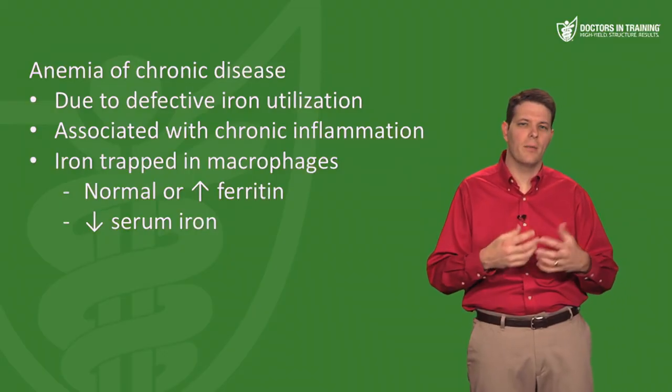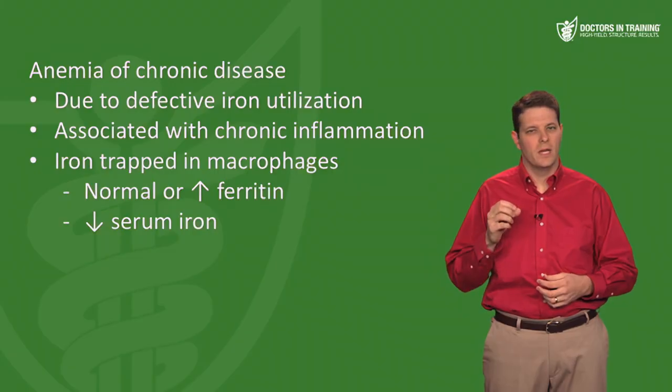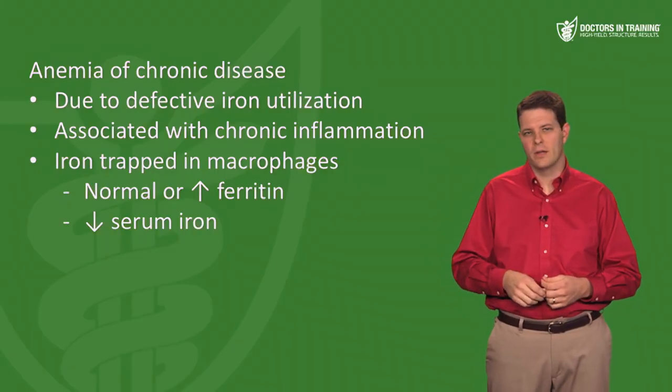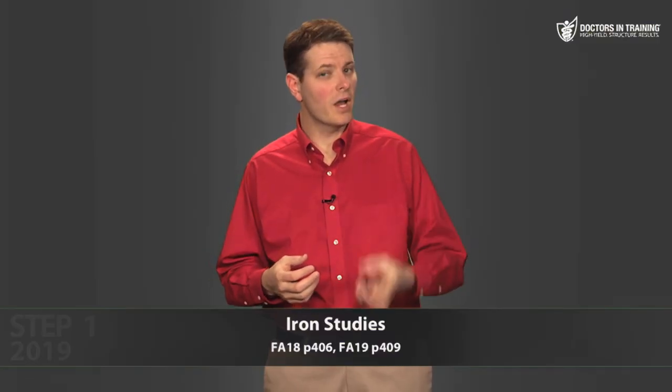So we're going to come back and talk about anemia of chronic disease again with the normocytic anemias, but again, it's not at all uncommon for anemia of chronic disease to cause a microcytic anemia. If iron deficiency anemia is the most common type of microcytic anemia, the first thing you're going to do when evaluating a patient with microcytic anemia is check the iron studies.